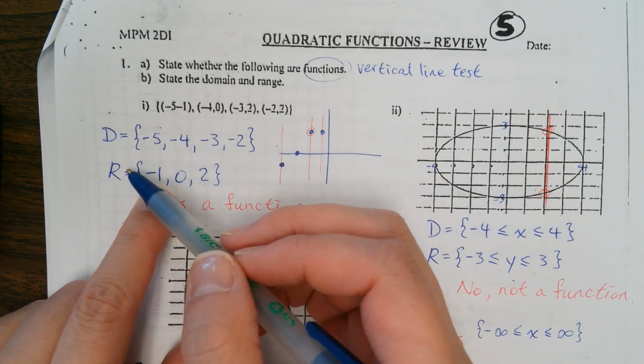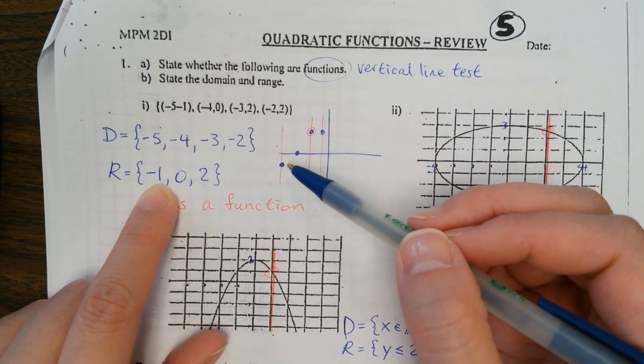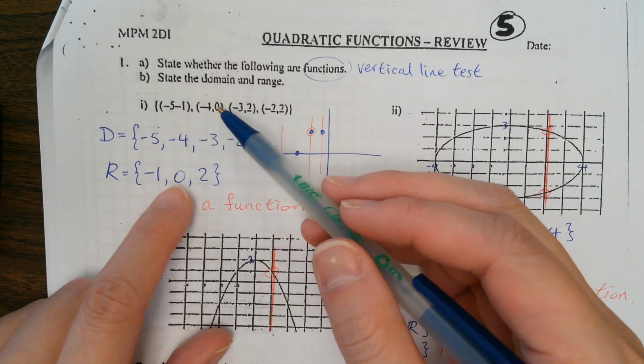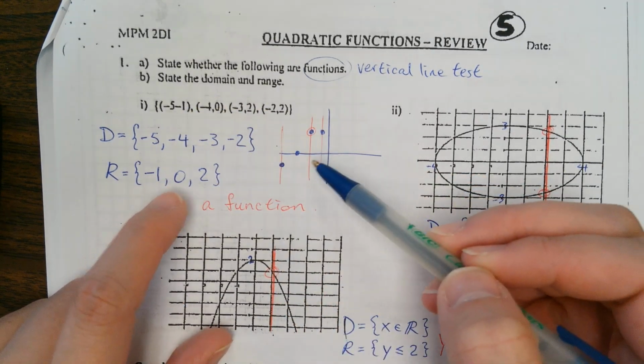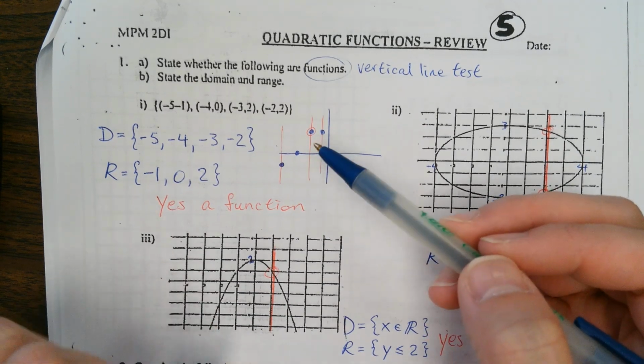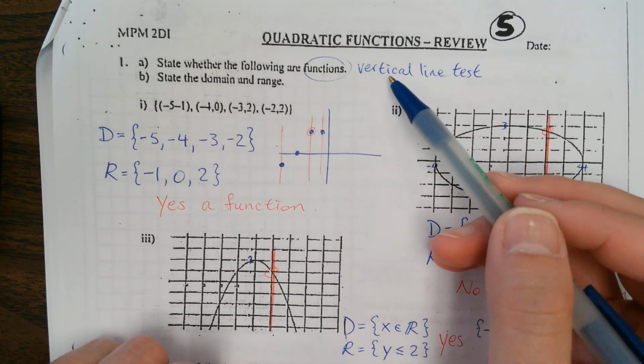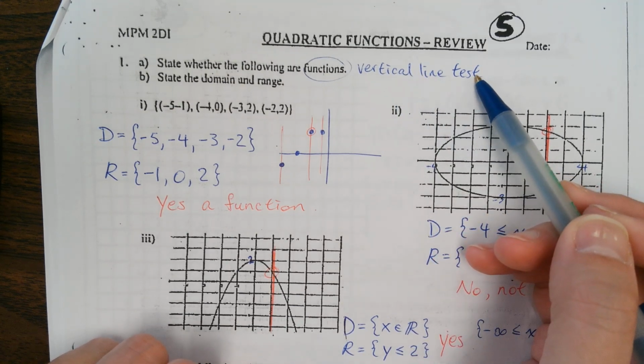My range, which represents my y value. So what are my y values for these points? It's -1, 0, and 2. So that's all it is. I just list out those 3. Right? So now, to figure out if it's a function or not, there's what's called a vertical line test.